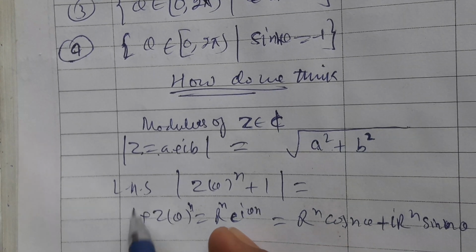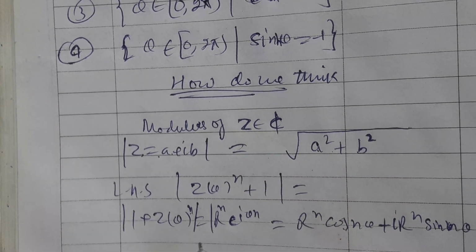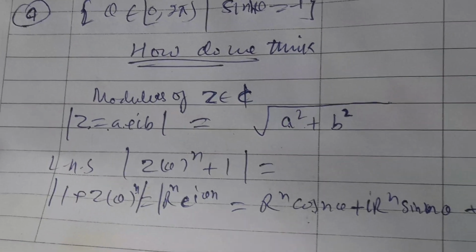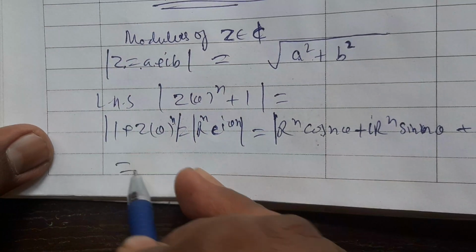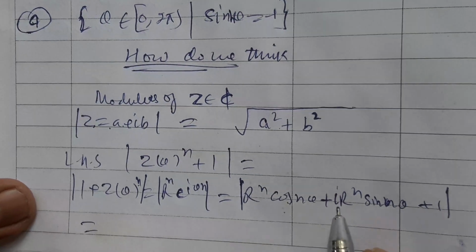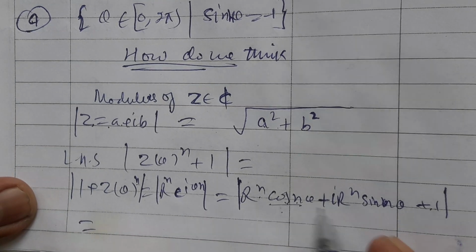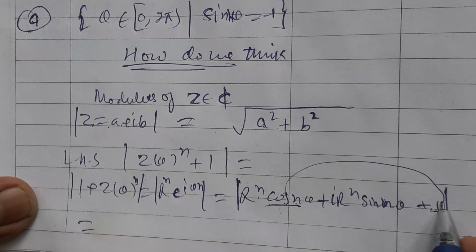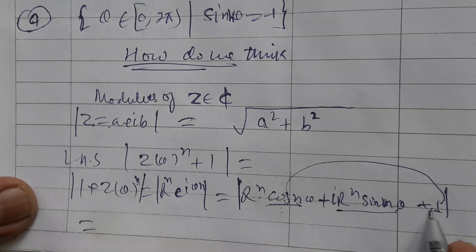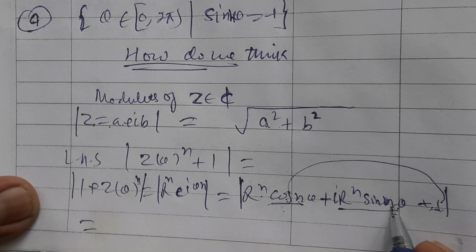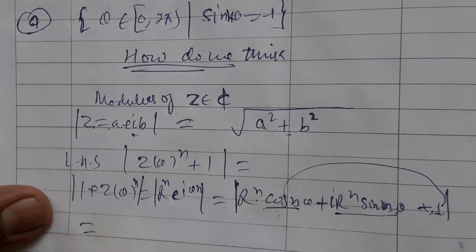Since we know that this is plus 1, let me take the modulus. After taking the modulus, r^n cos n theta plus 1 is my a, because this is the real part, and r^n sin n theta is my b, the imaginary part. So apply this formula here. What do we get?